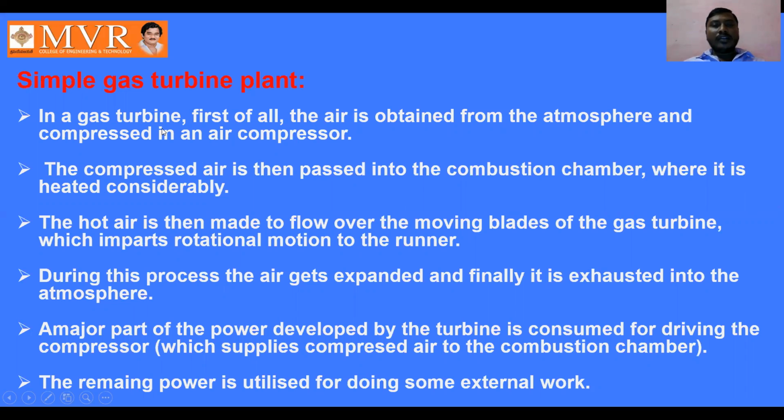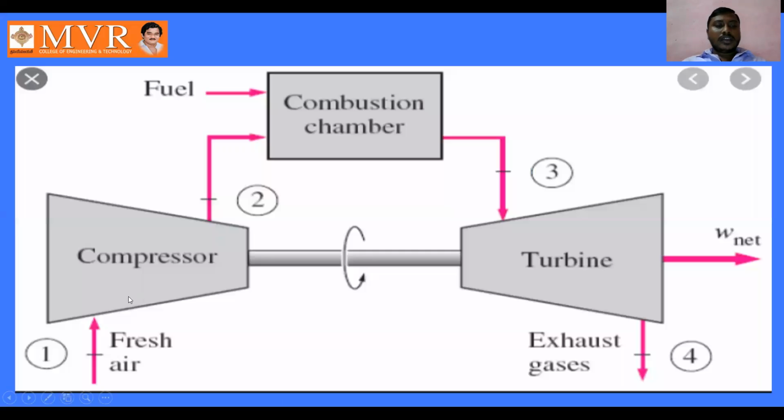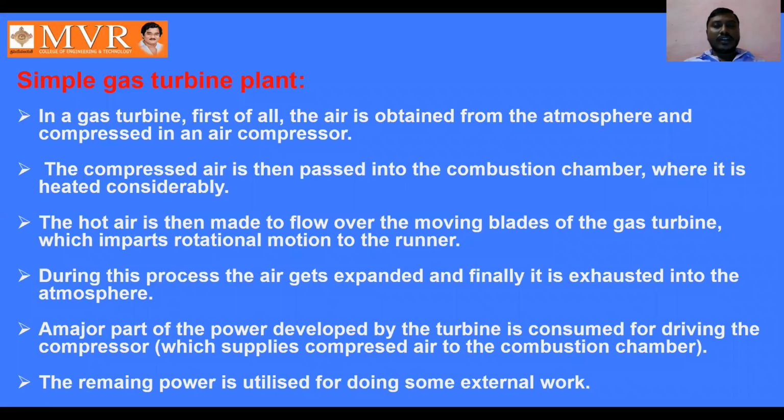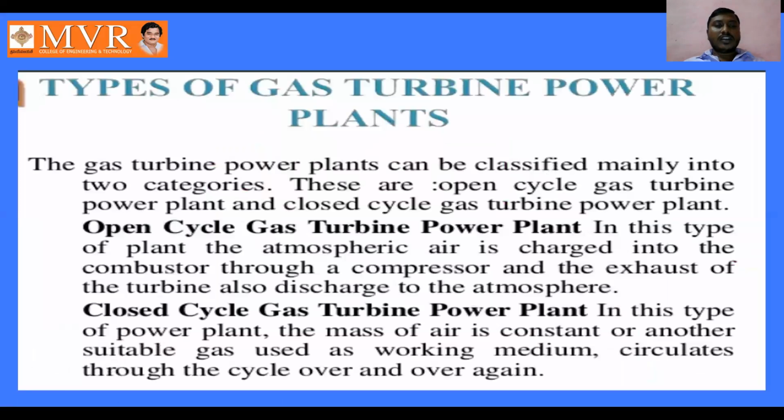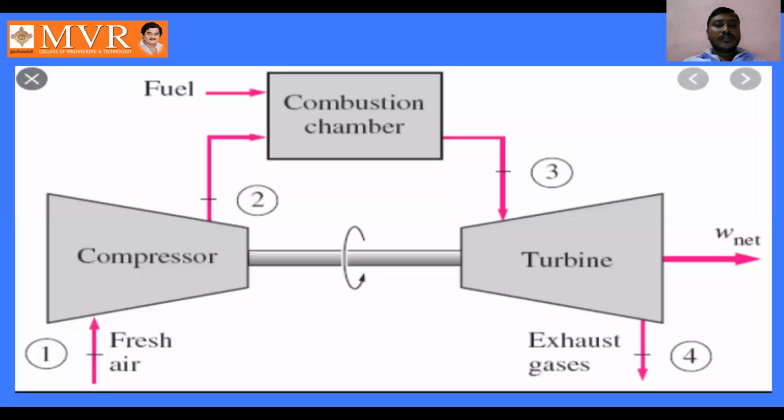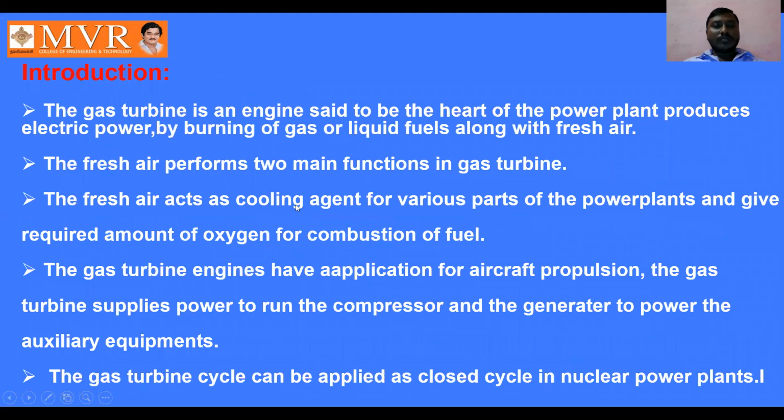In a gas turbine, first of all, the air is obtained from the atmosphere and compressed in an air compressor. See, we can observe in the diagram that the fresh air enters into the compressor, and it is going to be compressed there. The compressed air is then passed into the combustion chamber, where it is heated considerably. See here, we can observe the combustion when the compressed air enters into the combustion chamber.